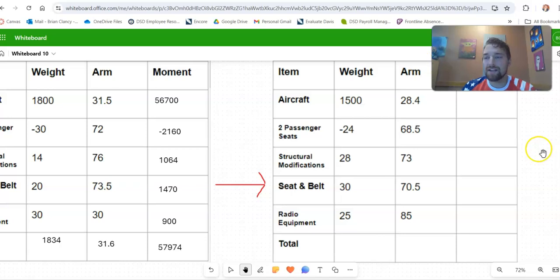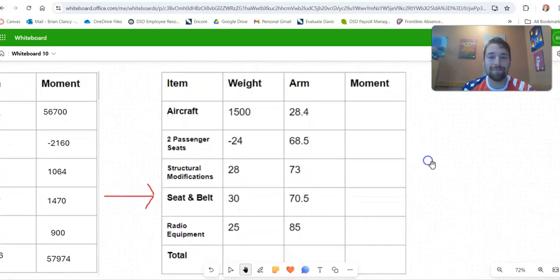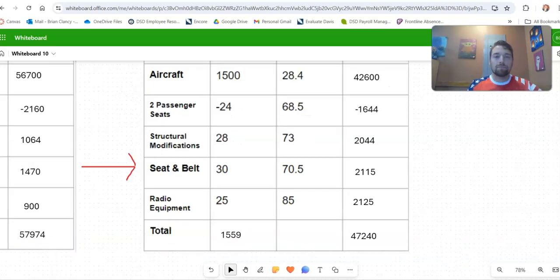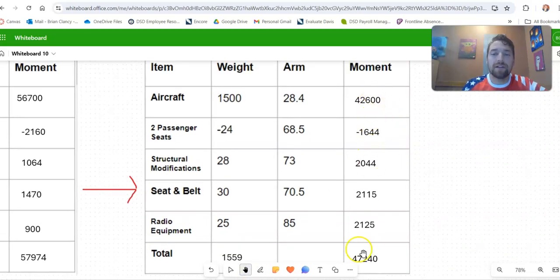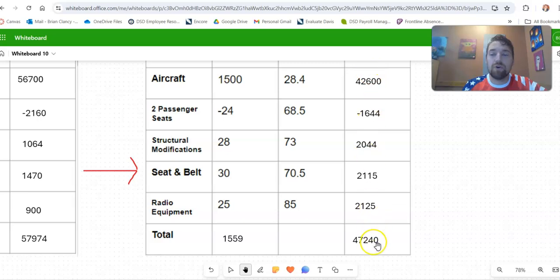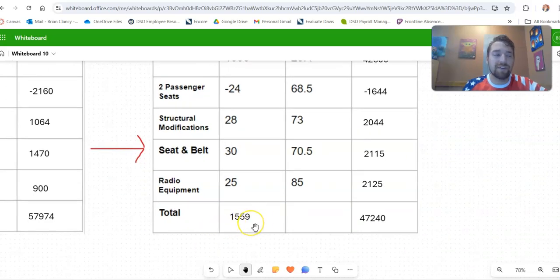So with that, take a moment. I want you to copy down this IWAM chart, and let's go ahead and do the calculations. Thank you for completing those calculations. If you complete them the way that you were supposed to, you're multiplying weight times arm here, so you have 42,600 over here. You go down the line doing the same thing, weight times arm equals moment. Once you do that, your sum total of the moments should be 47,240, and your sum of the weights should be 1,559. Go ahead, divide those two, and let's get yourself the new empty weight center of gravity.